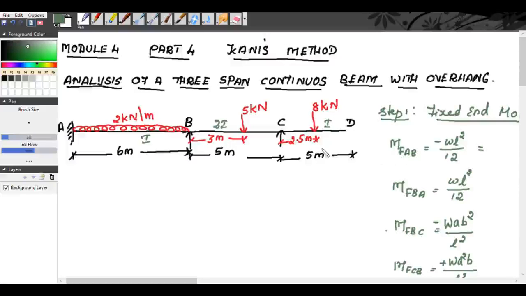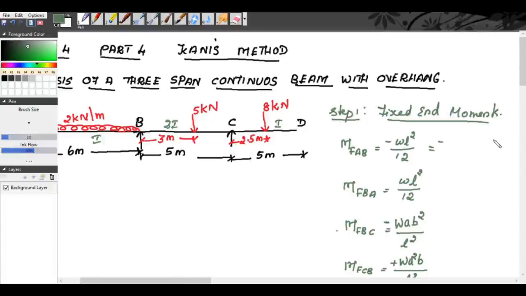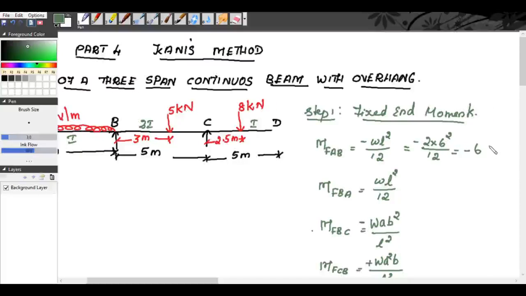Okay, so we will substitute the values. So for M of AB, it is minus, W is given as 2. So it is 2 into L is 6, 6 square divided by 12. We get the value as minus 6 kilonewton meter. So similarly MFBA will be equal to plus 2 into 6 square divided by 12. We get the value as plus 6 kilonewton meter.